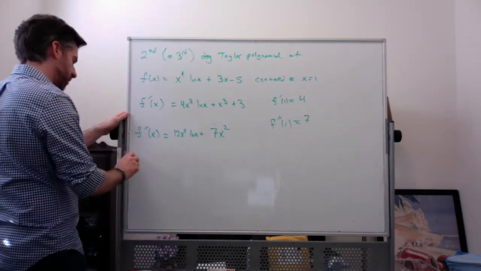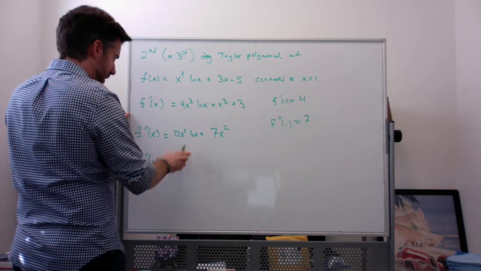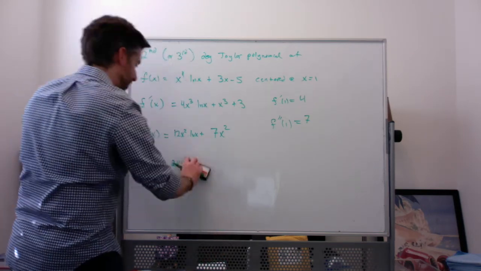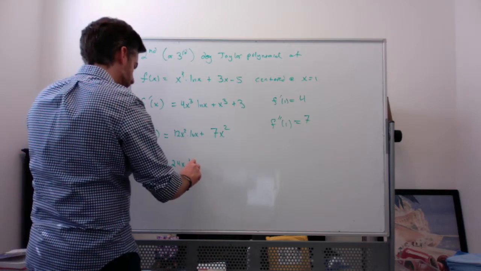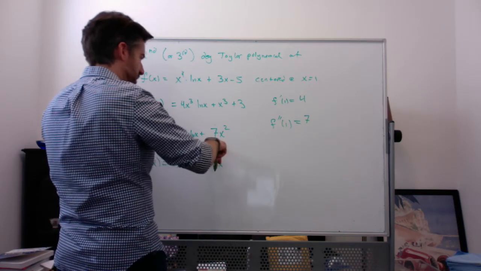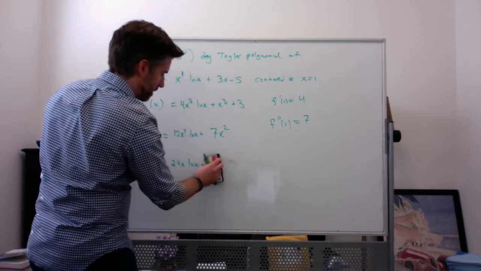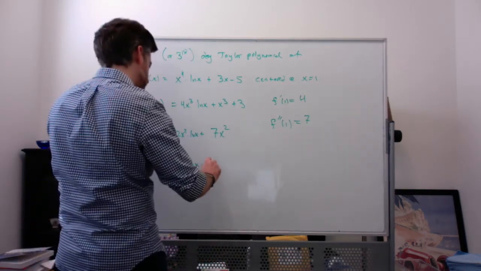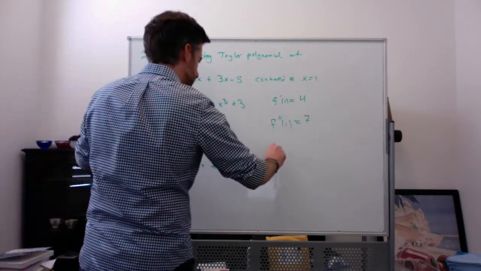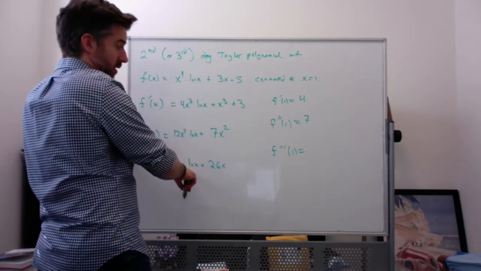And let's go ahead and do the third degree Taylor polynomial. So f triple prime of x is going to be the product rule again, 24x times natural log of x plus 12x squared times 1 over x is going to be 12x, plus the derivative of 7x squared is 14x, and those go together like 26x. So then f triple prime of 1 is going to be 24 times 1 times natural log of 1, which is 0, plus 26.